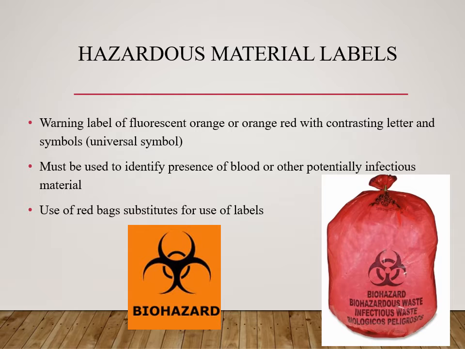Hazardous material labels. A warning label of fluorescent orange or orange red with contrasting letters and symbols is used. Must be used to identify presence of blood or other potentially infectious material. The use of red bags substitutes for the use of labels.